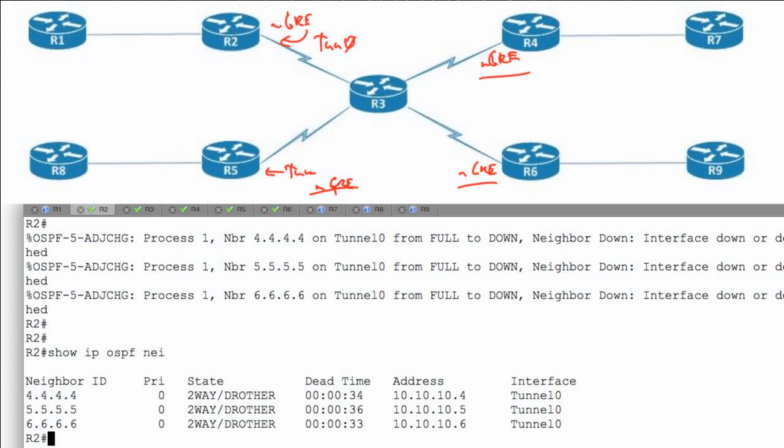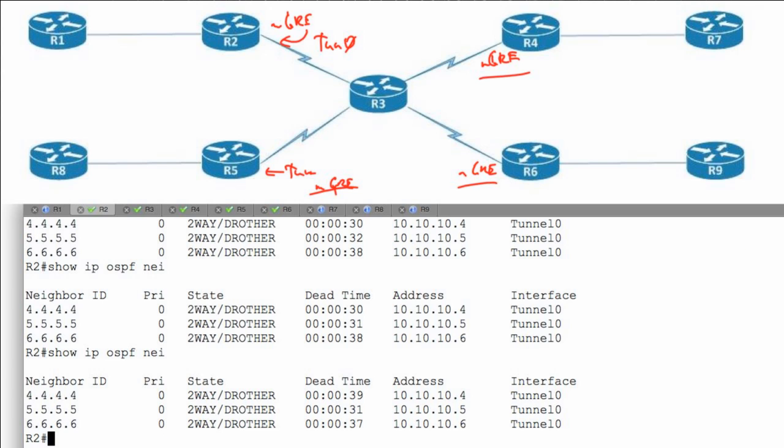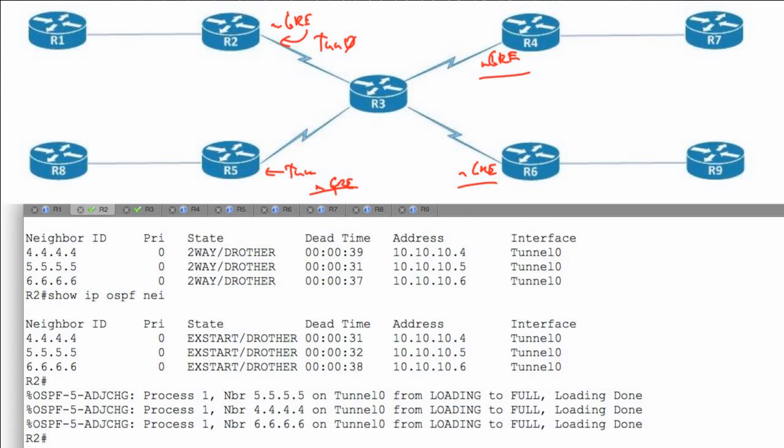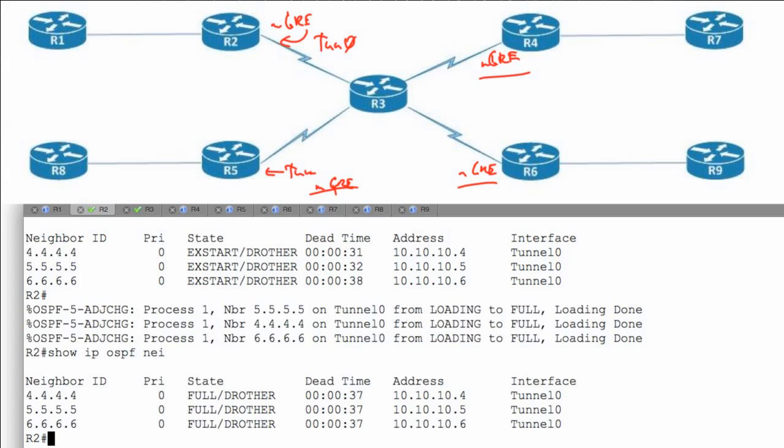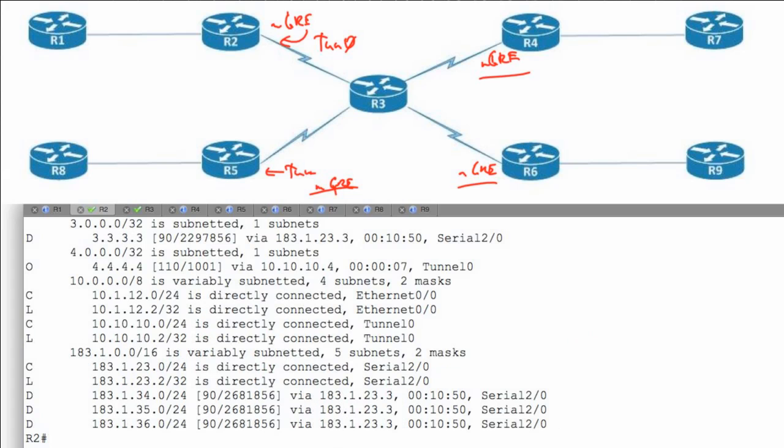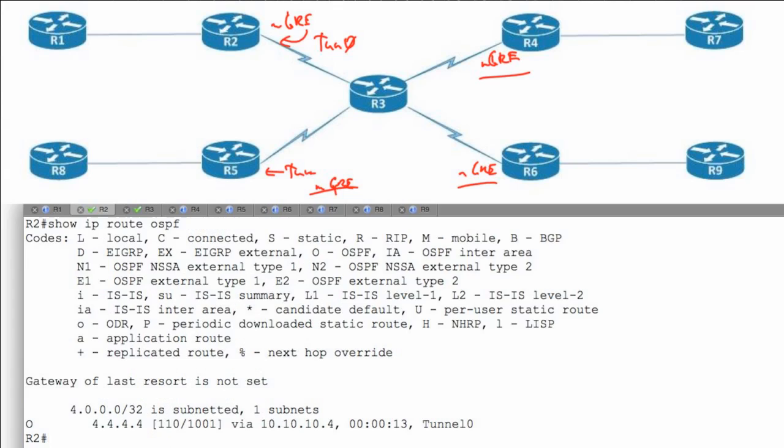OSPF neighbors. Okay, we're in two-way. Let's see what happens. See if we renegotiate our tunnels, or renegotiate our peering. We're in exchange start, which means we're exchanging database descriptors. Now we're operational, full DR Other. That's exactly where we were before, right? Show ip route. And the only thing I'm learning is the link to 4.